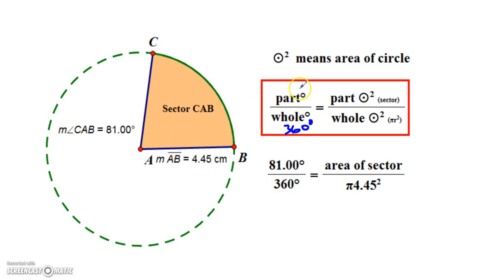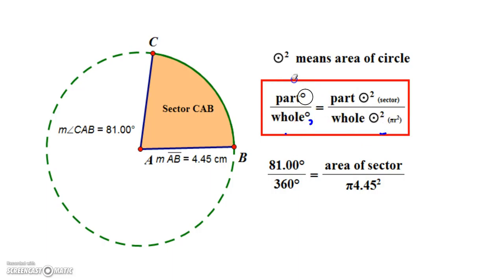Okay, the central angle. That's the part of the 360, and it's the part that forms the sector. So in this case, we're dealing with a central angle that forms a sector, and it's 81. So we've got 81 over 360. Then you have the part of the area over the whole area. Now neither one of those is given directly, but we do have the radius, so we could just say pi times 4.45 squared. That's supposed to be a 4.45.